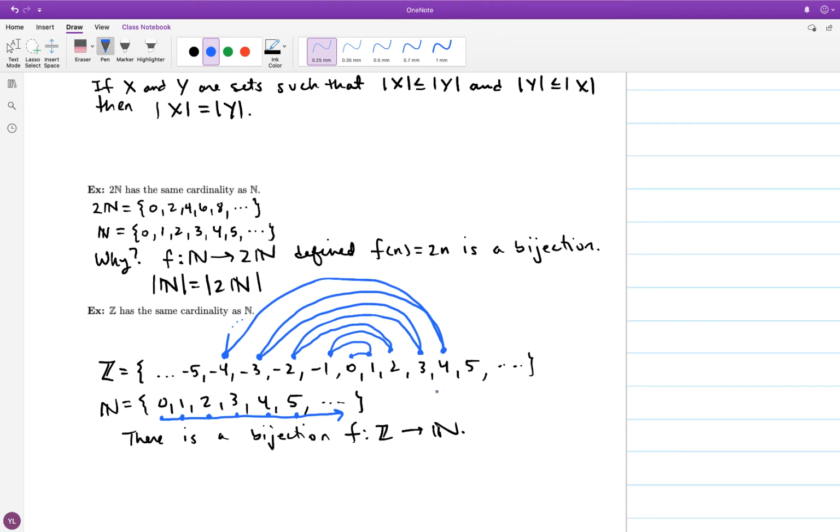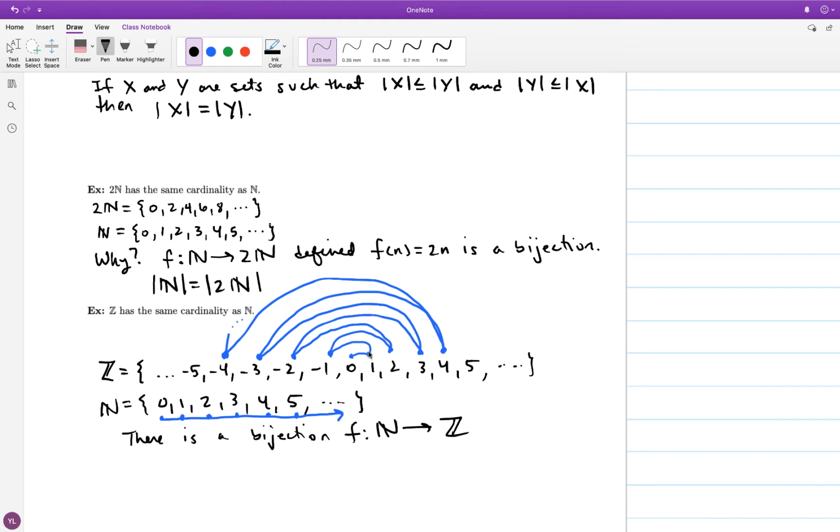What am I saying? I'm saying to create the function f, actually I think I've created the function going from N to Z more naturally, so let's write it like that. This is what the function does. It takes the input 0 and sends it to 0. And then it takes the input 1 and sends it to 1. And then it takes the input 2 and sends it to -1, 3 to +2, 4 to -2, 5 to 3, 6 to -3, 7 to 4, 8 to -4, and so on.